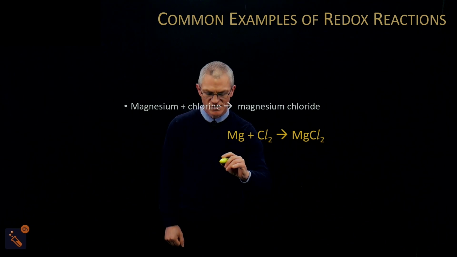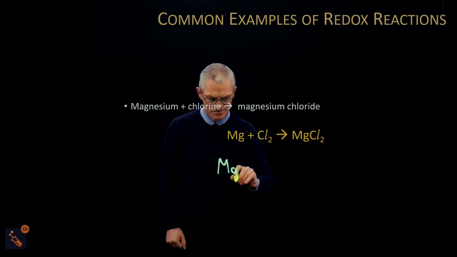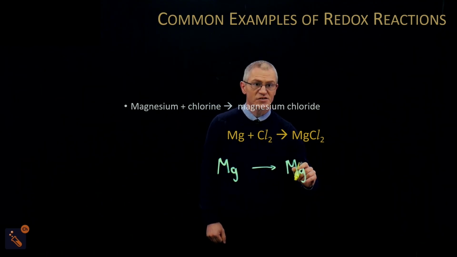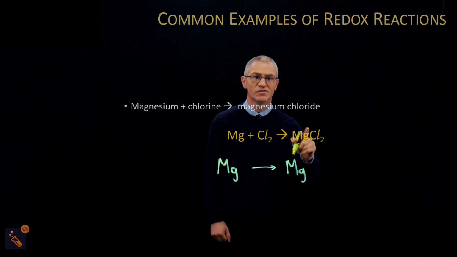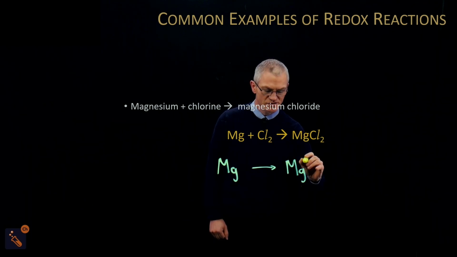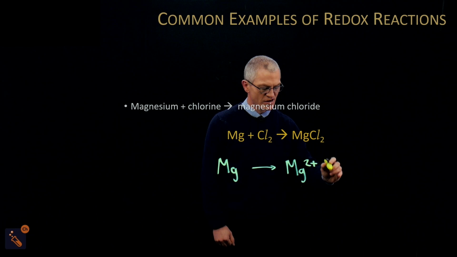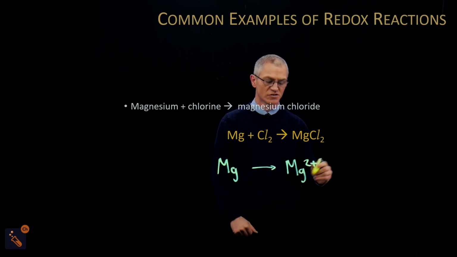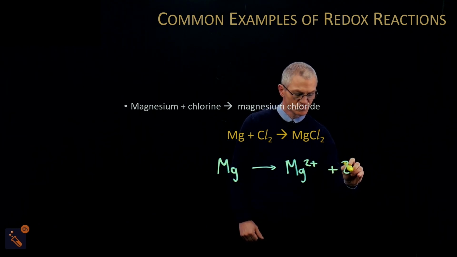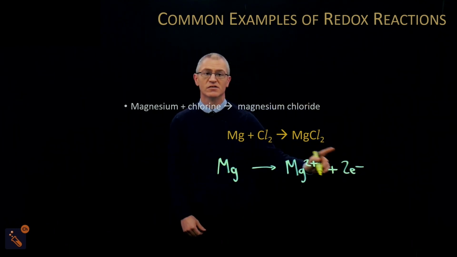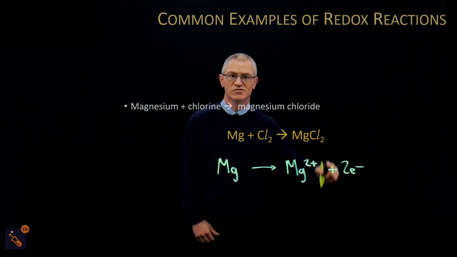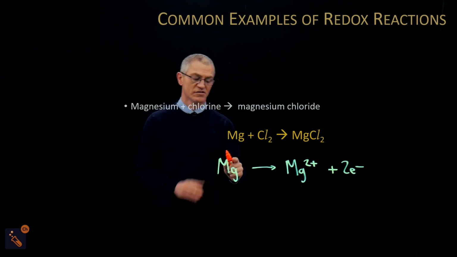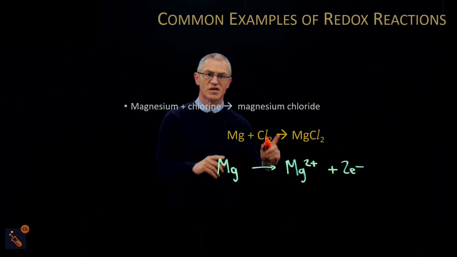So if I write out a half equation, I can go Mg goes to Mg, and it's important here that you recognize this is an ionic compound, and therefore this is Mg2+. That means it's gone from 0 to 2+, therefore it must have lost 2 electrons. We always put the electrons on the right hand side if we're losing electrons. So we can see here that Mg lost 2 electrons. We then go to chlorine.